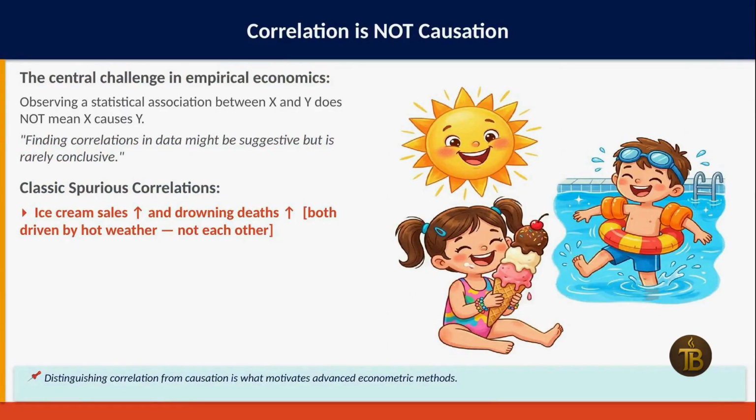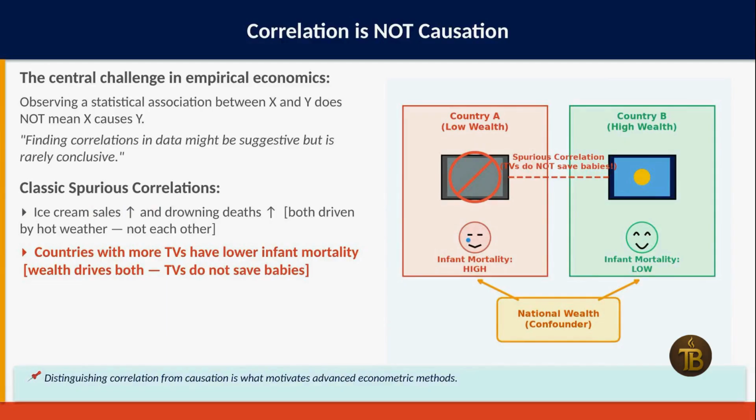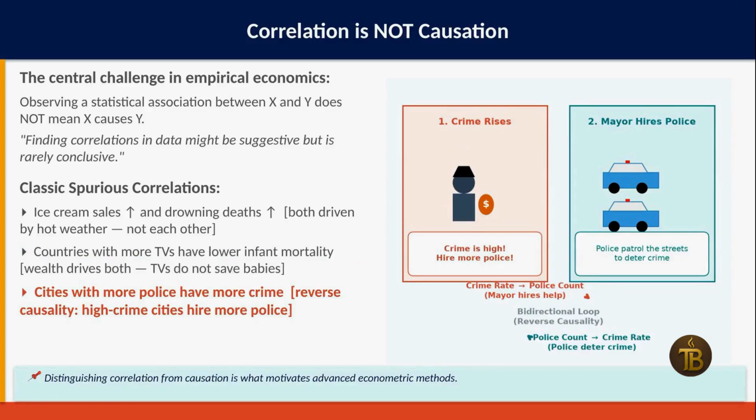Ice cream sales rise and drowning deaths rise together, but both are driven by hot weather, not by each other. Countries with more televisions tend to have lower infant mortality, but wealth drives both of those things. The TVs themselves aren't saving babies. Cities with more police officers tend to have more crime. But that's reverse causality. High-crime cities are the ones that hire more police in the first place.